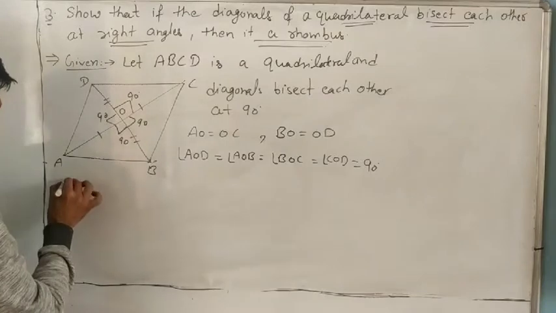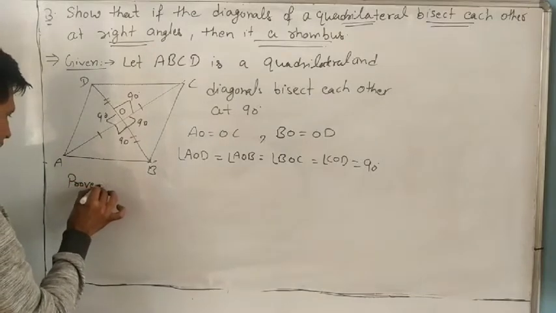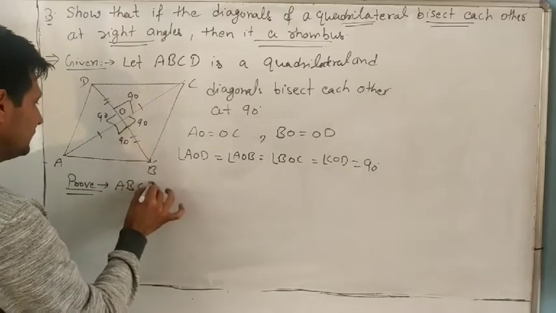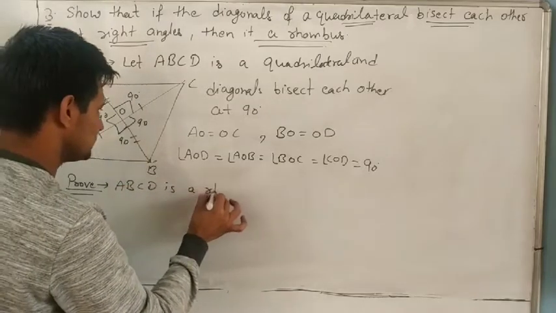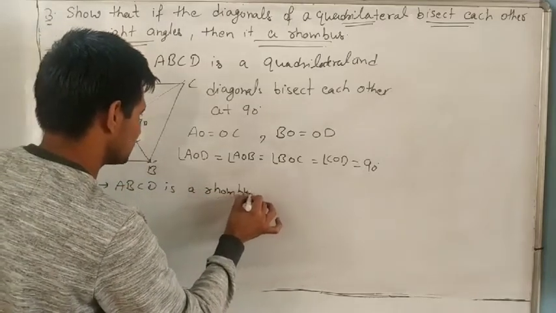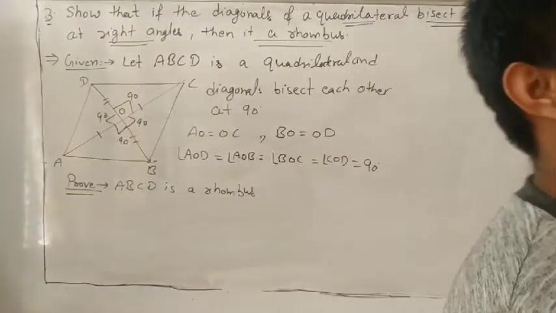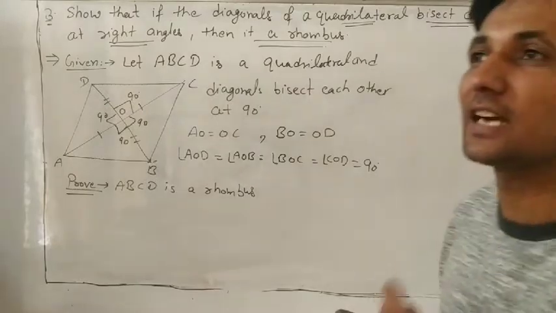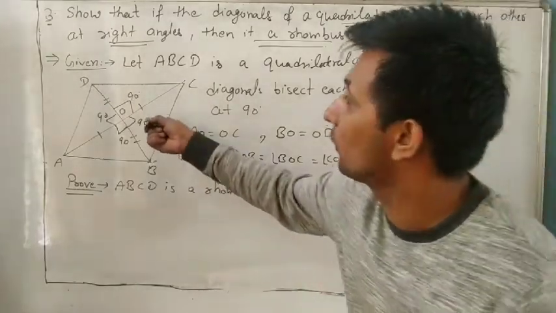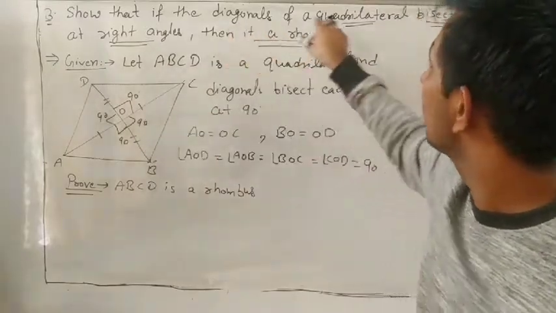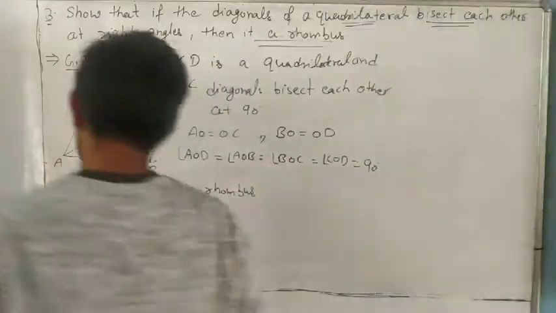Then prove that ABCD is a rhombus. Every rhombus is a parallelogram, and in a rhombus each side is equal. So first we will prove that it is a parallelogram, because it is not given as a parallelogram, it is given only as a quadrilateral. Okay, so now the proof.